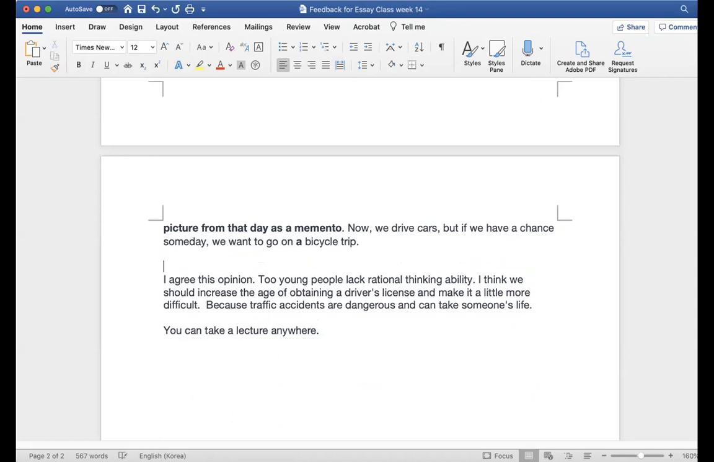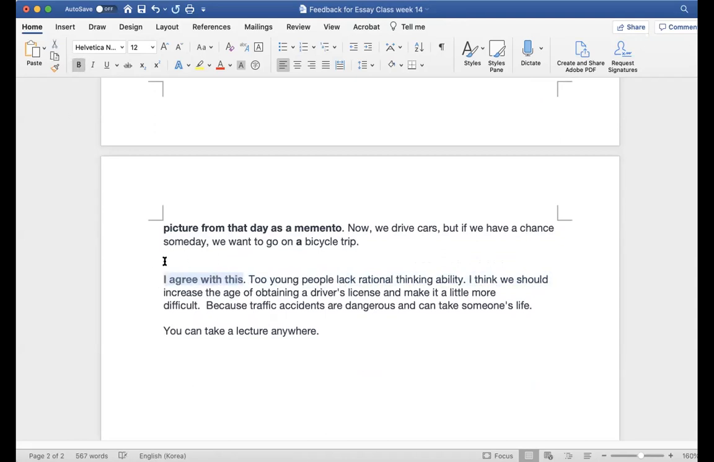So this student said something previously. I think this was about cars, and he's agreeing. So you always need with, right? I agree with. And the opinion was already there. We already know it's about an opinion, so we don't have to say opinion. It's more natural not to say it. So I agree with this.